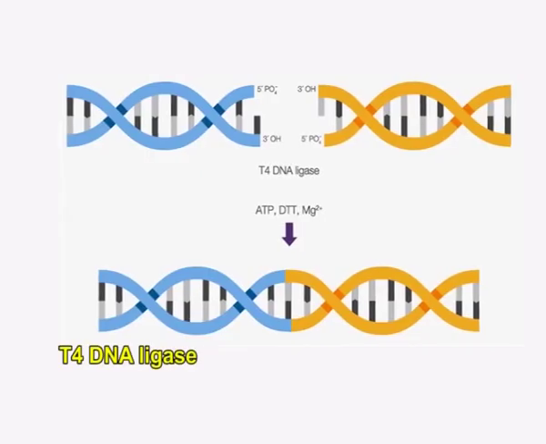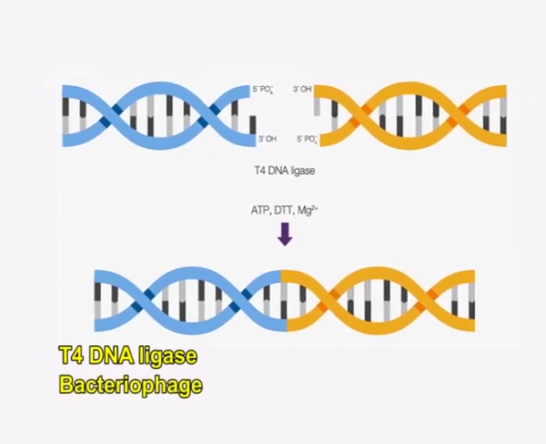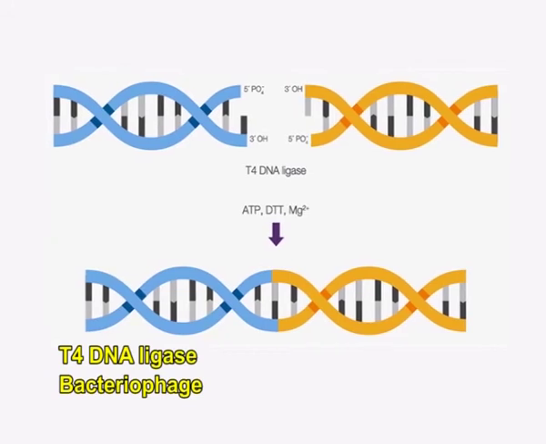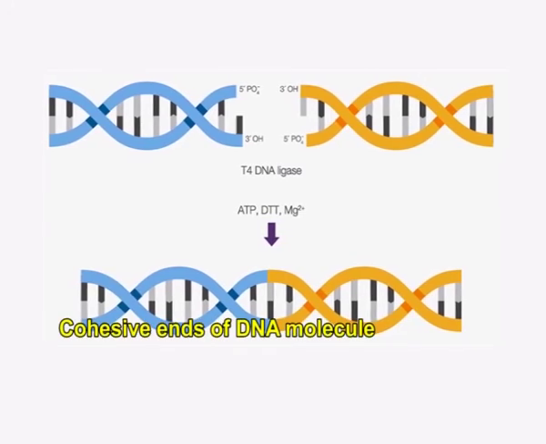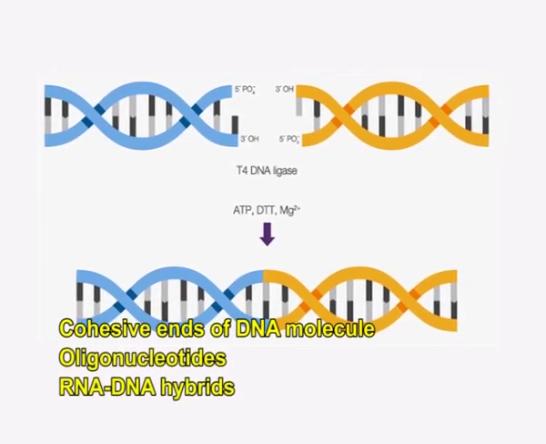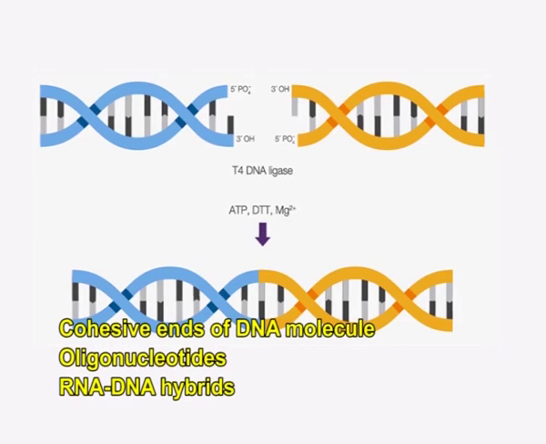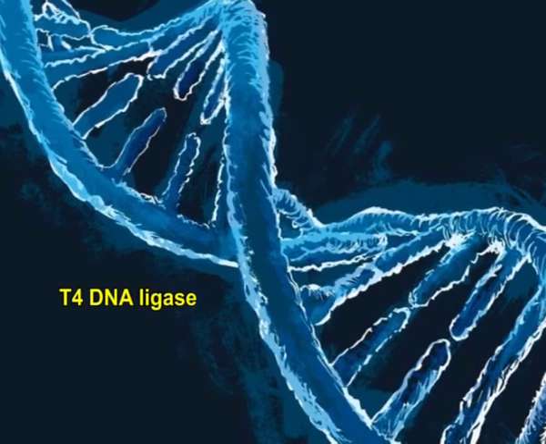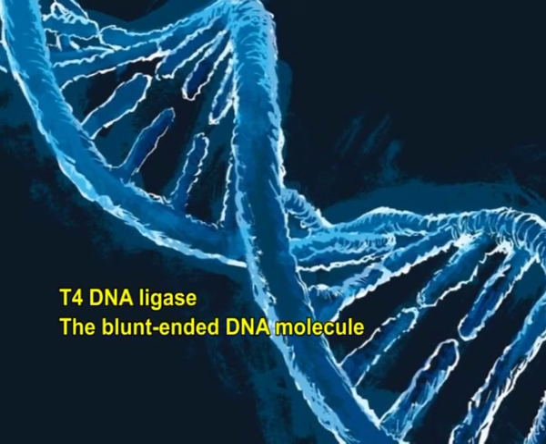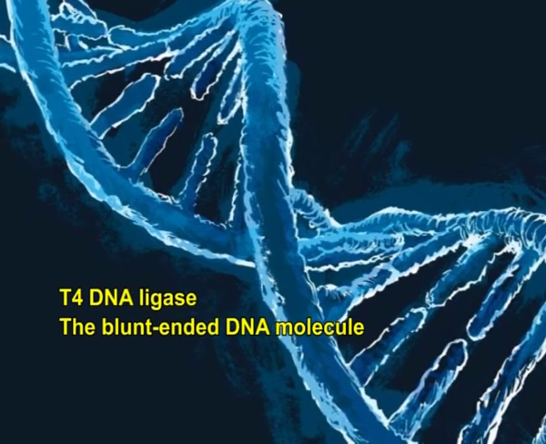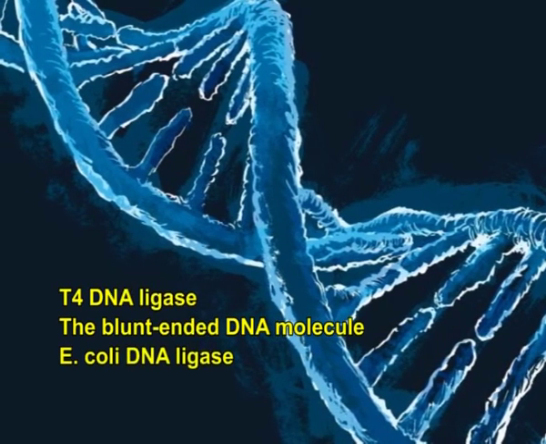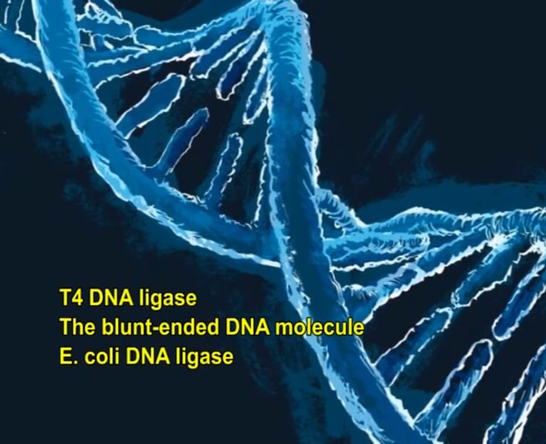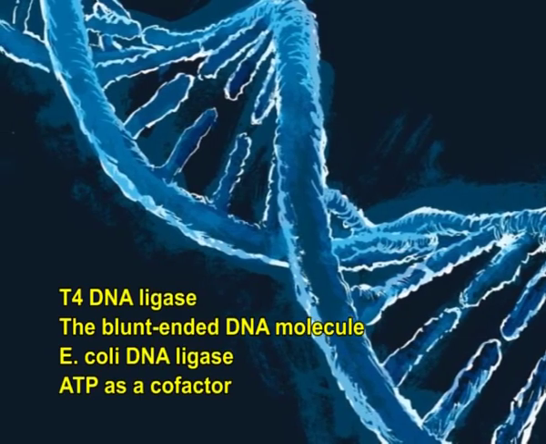The T4 DNA ligase obtained from the bacteriophage T4 is the most commonly used ligase in the laboratory. This ligase can ligate the cohesive ends of DNA molecules, oligonucleotides and also RNA-DNA hybrids and RNA molecules, but not single stranded nucleic acids. The T4 DNA ligase can also ligate blunt ended DNA molecules with much greater efficiency than the Escherichia coli DNA ligase. T4 DNA ligase cannot use NAD and it has an absolute need for ATP as a cofactor.